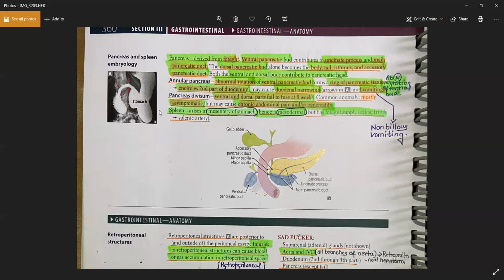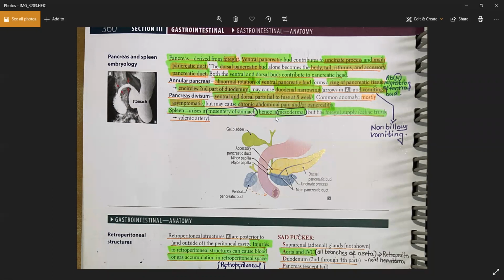Now you need to know about the spleen. Okay, the spleen is not derived from the foregut, midgut, or hindgut, or any of these embryological origins. Very important. The spleen is not derived from the foregut, midgut, or hindgut. It is derived from the mesentery of the stomach. Okay, the mesentery, the lining which is around the stomach, forms your spleen. And that's why the spleen is a mesodermal structure, not an endodermal structure.